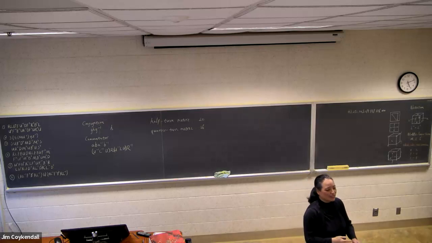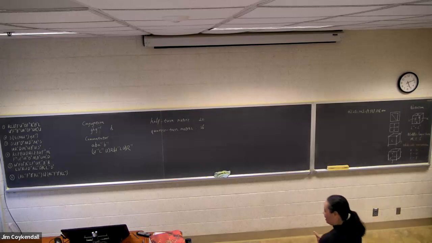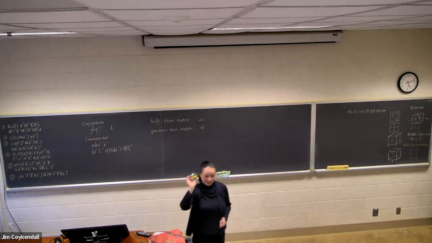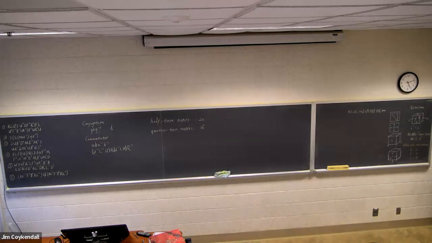Now, which configuration has the honor of being the first one to be proven to need 20 turns in half turn metric? It's this one. It has a name, it's called Superflip. What does it do? It does nothing other than flipping all the edges.